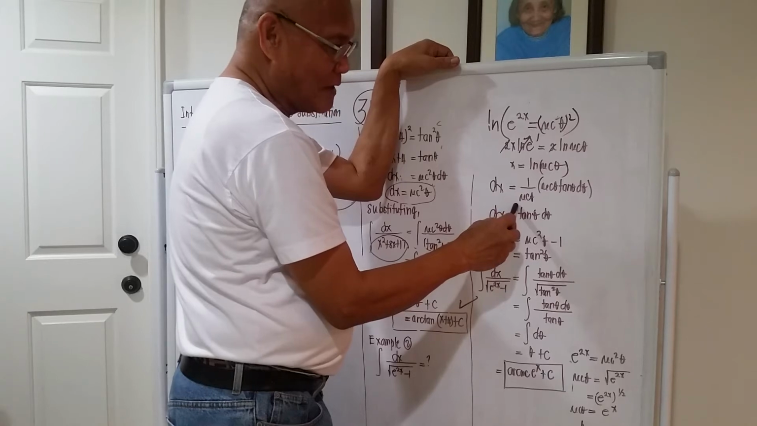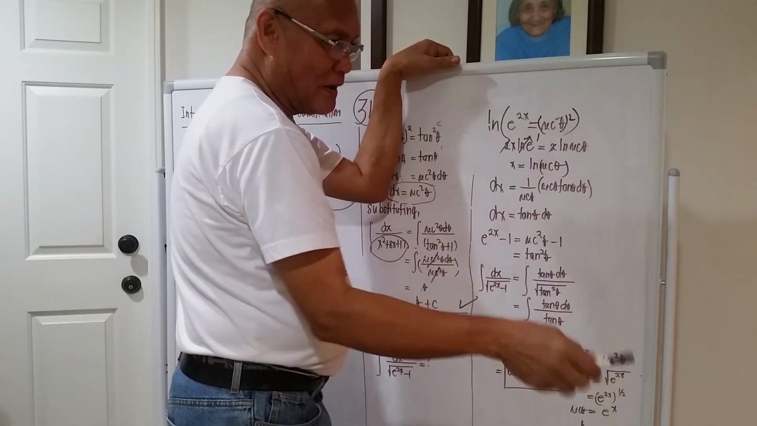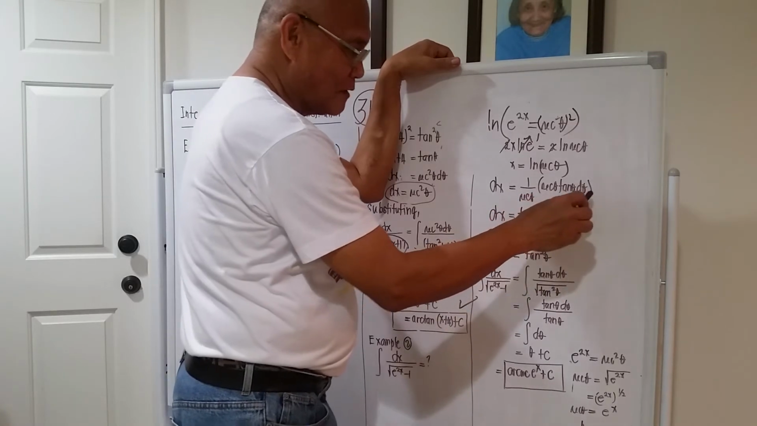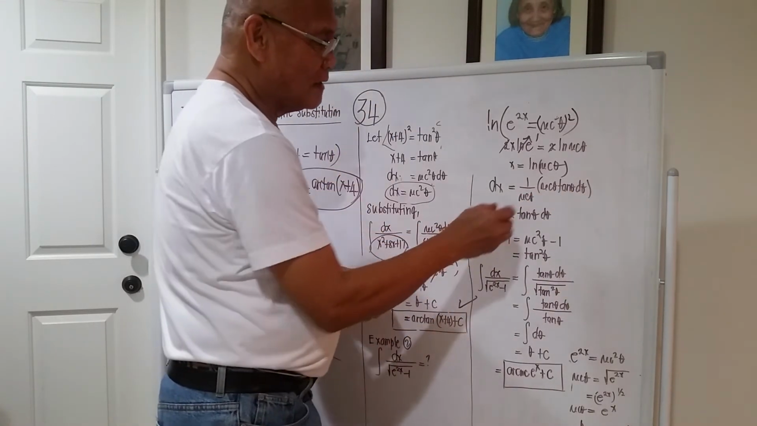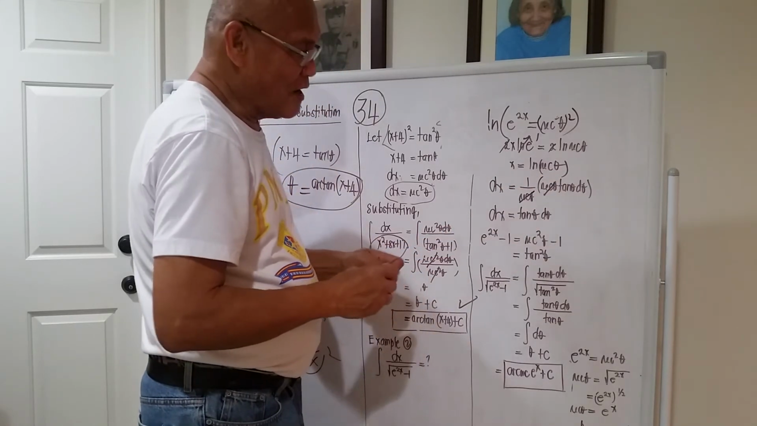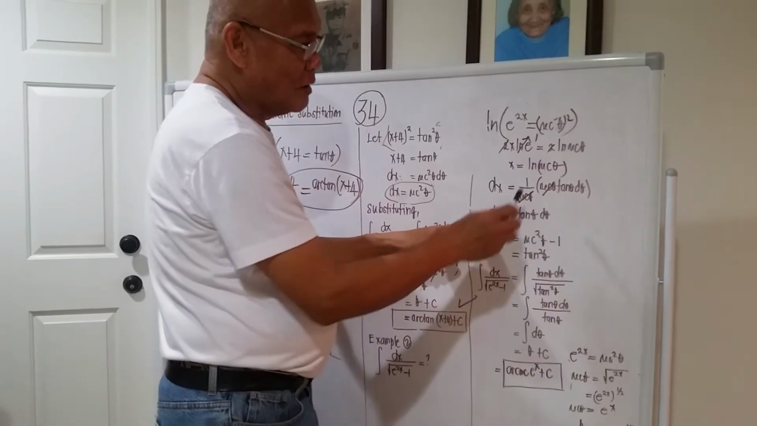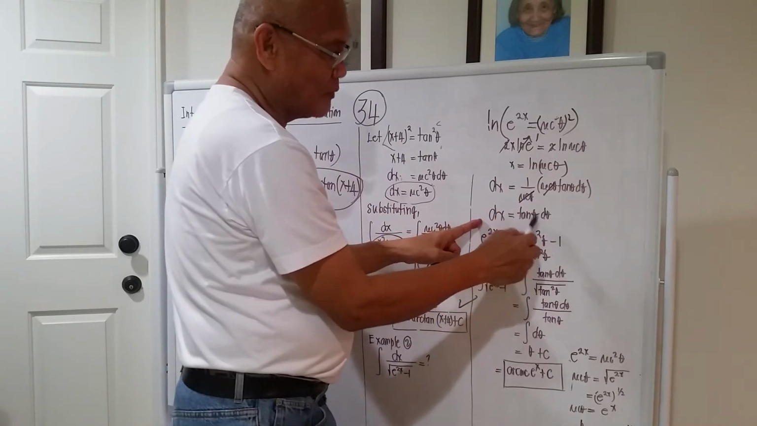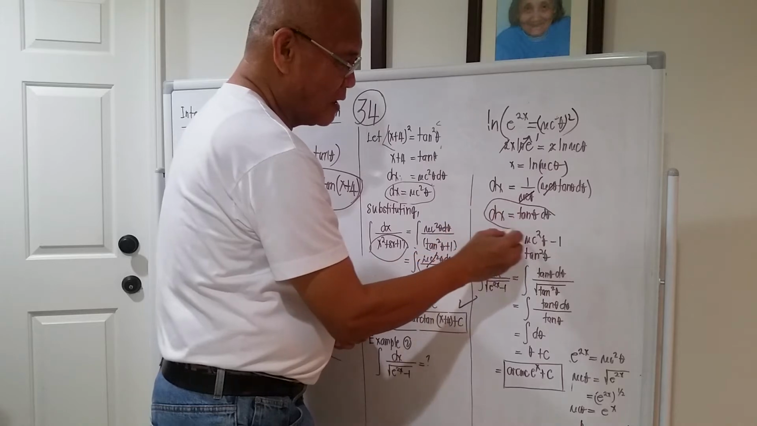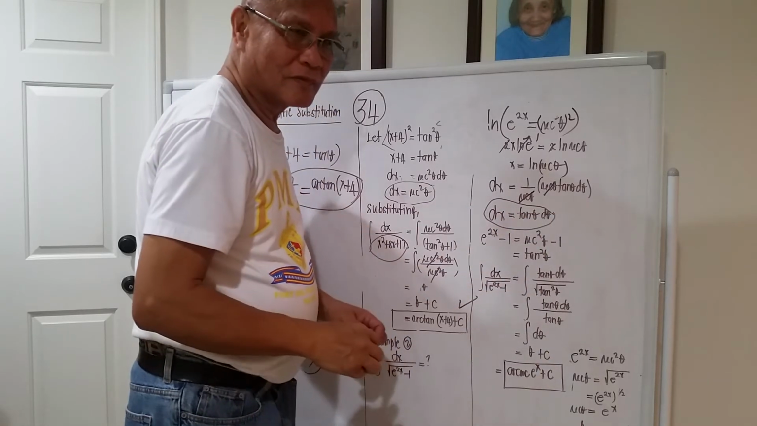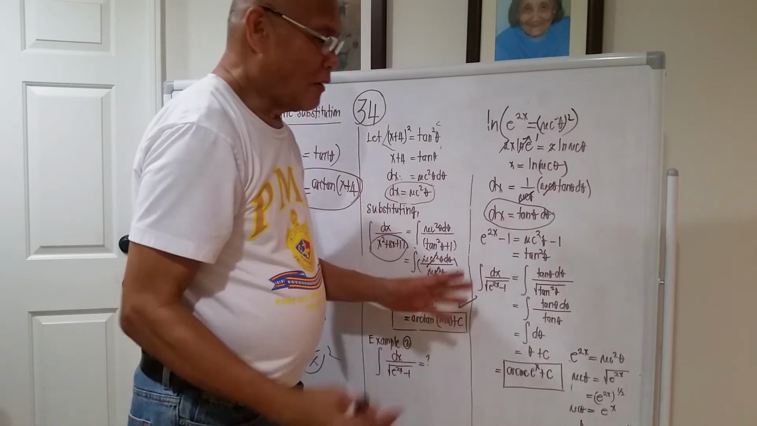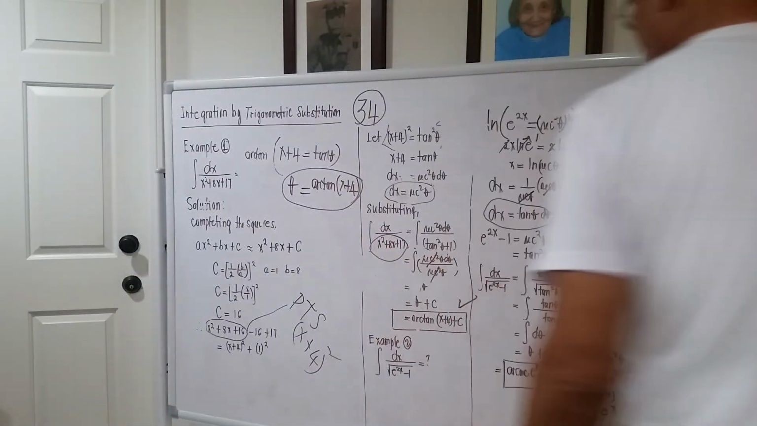1 over secant of theta, the derivative of secant of theta is secant of theta tangent of theta, differential theta. And luckily, this secant of theta cancels with this. So dx is now equal to tangent of theta, differential theta. This is the relation of dx as a function of the trigonometric relation. Okay, let's solve the problem now.